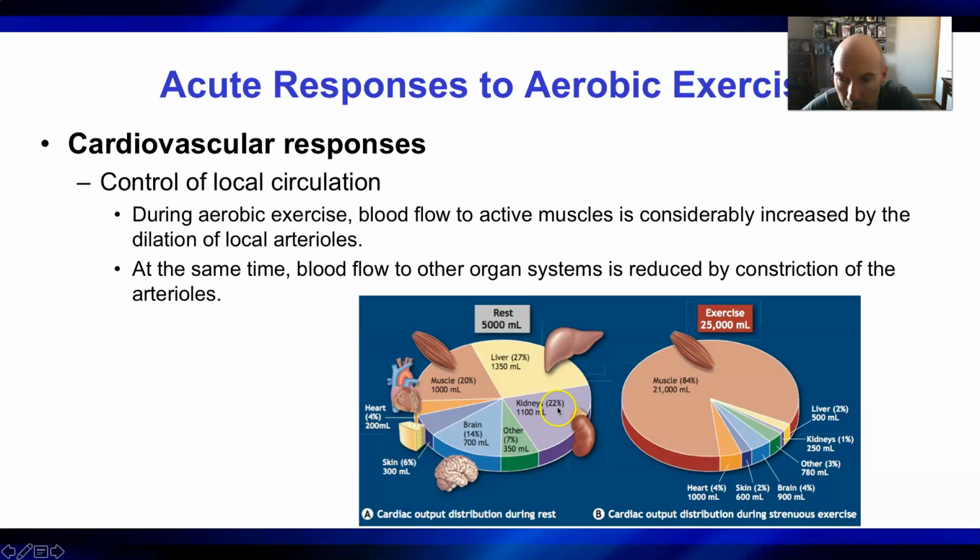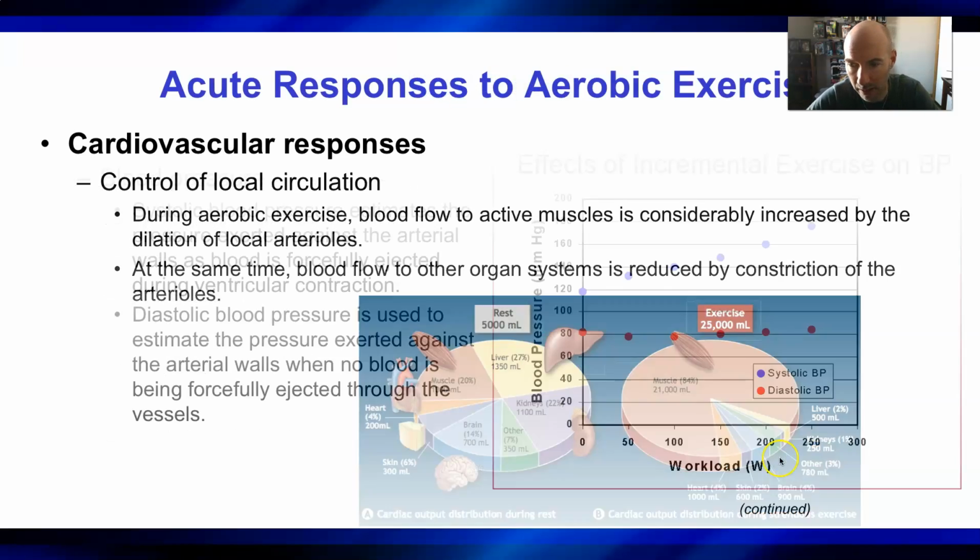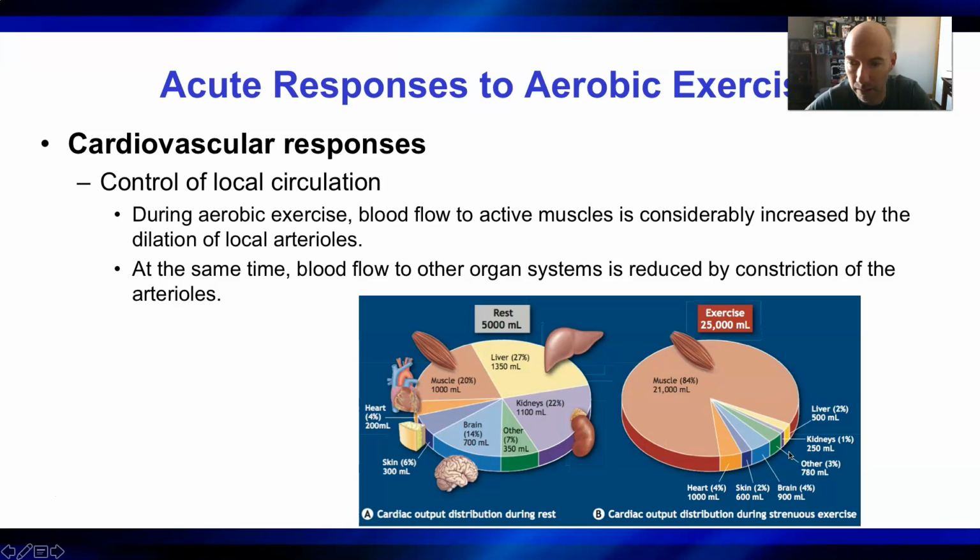Kidneys go from 22% to 1%. And the absolute amount also goes down. 1350 here, 500 here. 1100 here, 250 here. Other tissues, 7% down to 3%. The overall amount actually goes up. Notice that, 350, oh gosh darn it, there we go, 780.